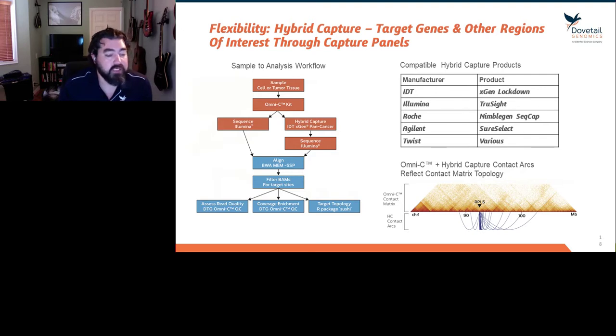And so on the left here, what I'm showing is a workflow of how you would go from your sample to your hybrid capture approach, and then how you would process that data. And on the right, we're showing the different types of products that we know we're compatible with. And then on the bottom, we're showing one of those contact matrices that are reflective of topology. And then on the bottom, we're showing data that has been enriched for RPL5 using the Xgen Lockdown series.